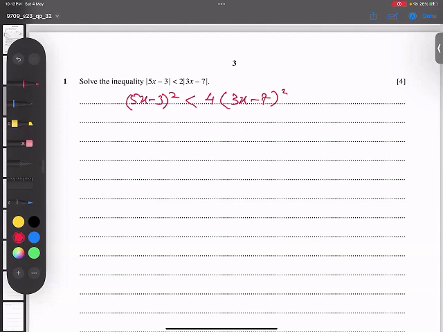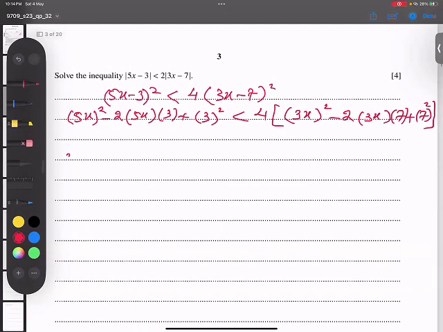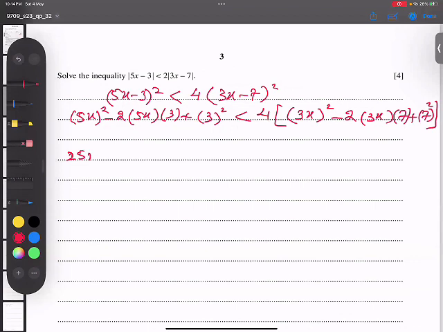Okay, after this, the square of this one: 2 into 5x into 3 plus 3 squared. The square of 3x, negative 2 into 3x into 7 plus 7 squared. So 25x to the power 2, 30x plus 9, 9x to the power 2, 42x plus 49.